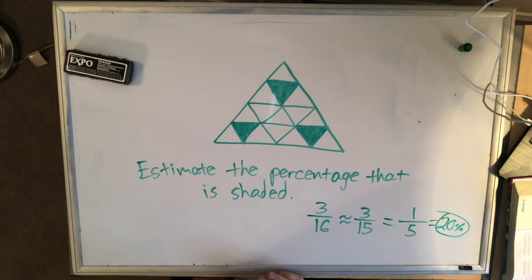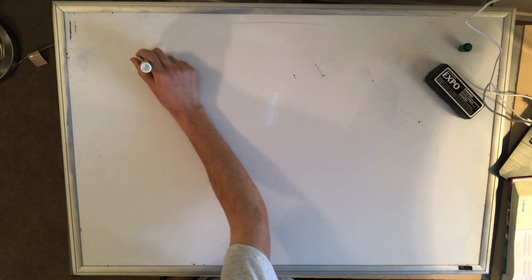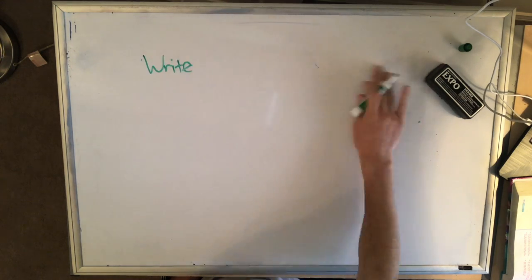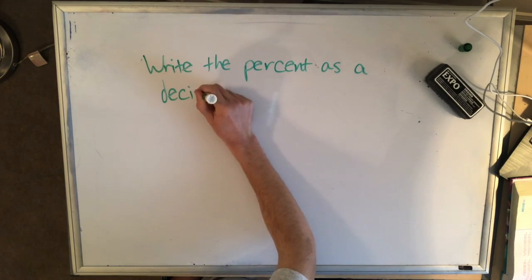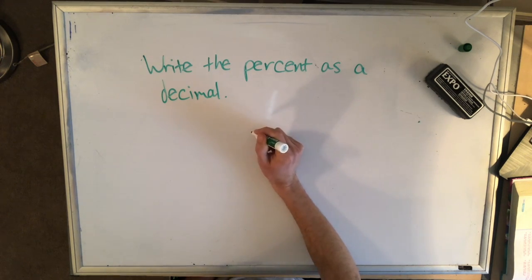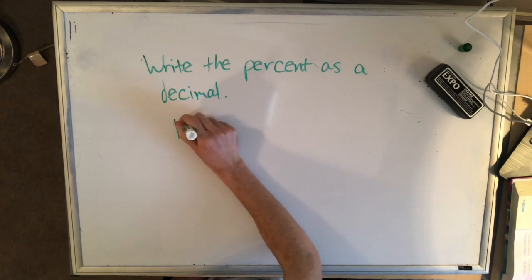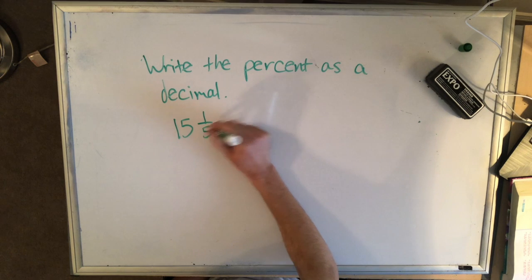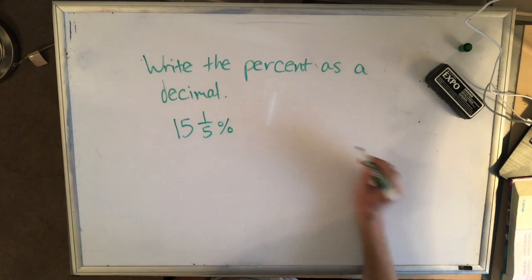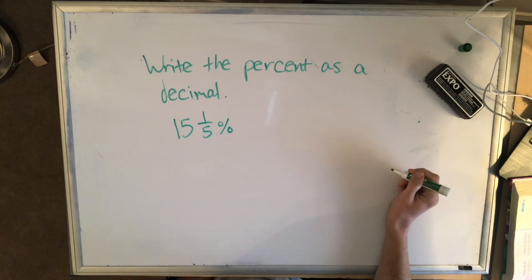And let's do a review problem so that you're prepared to do the spiral review. Write the percent as a decimal. And we have a mixed number percent, 15 1/5%. Just a couple different ways we can do this.